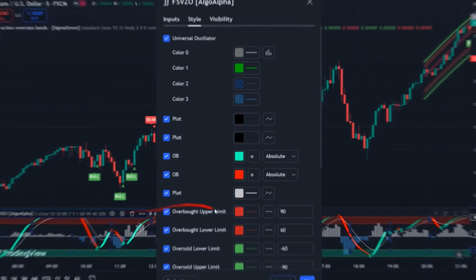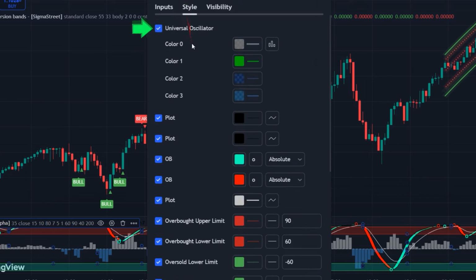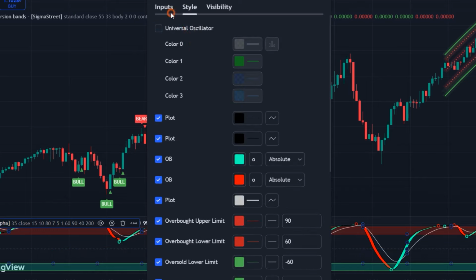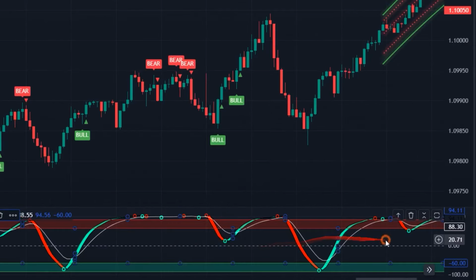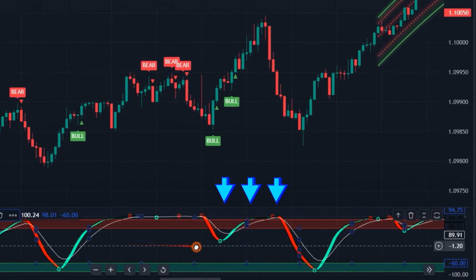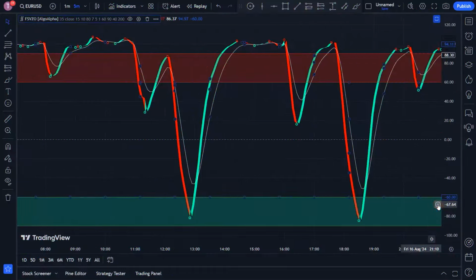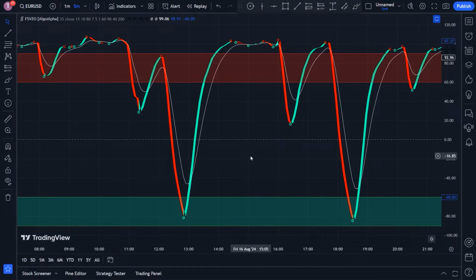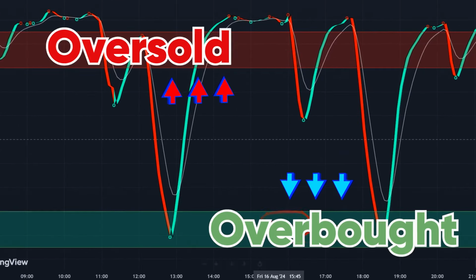Now you need to enter the settings of this indicator and make some changes so that this indicator can be useful for our strategy. This indicator has been added to the bottom of our chart, as you can see, and it requires some explanations. As you can see, this indicator consists of different parts and I will explain all of them to you. You can see two areas that we call overbought and oversold zones.